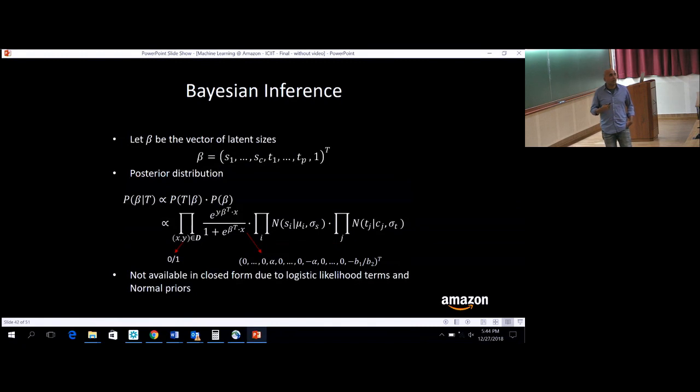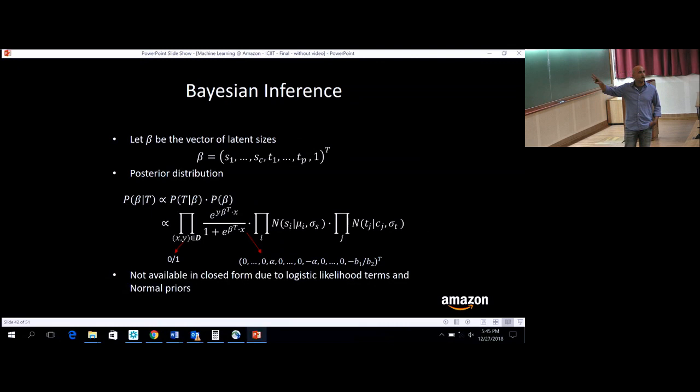And now we want to do Bayesian inference, which involves estimating the posterior distribution of the customer and product latent sizes, which, by Bayes' rule, shown here, is proportional to the product of the data likelihood and priors. So beta here is the vector of latent sizes. S1 through SC are the customer latent sizes. T1 through TP are the product latent sizes. The data likelihood here is the product of all the probabilities of the transaction outcomes, which consist of logistic function terms. So the data likelihood is the product of logistic terms.